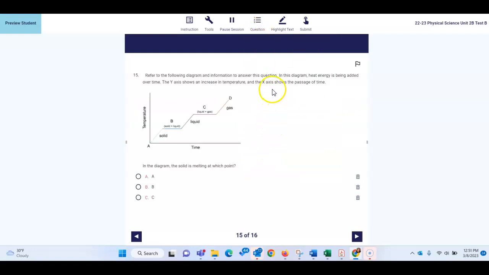Question 15. Refer to the following diagram and information to answer this question. In this diagram, heat energy is being added over time. The y-axis shows an increase in temperature, and the x-axis shows the passage of time. In the diagram, the solid is melting at which point? A, B, or C?